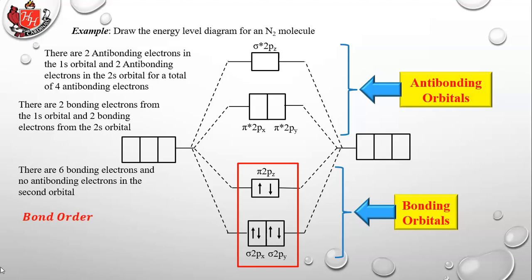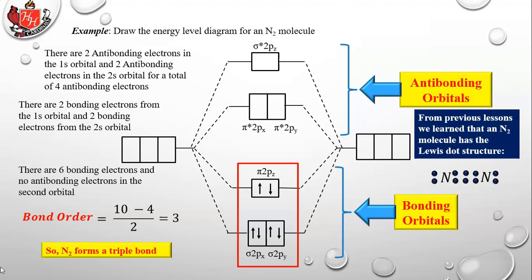So the bonding count is going to be 10: 2 from the 1s, 2 from the 2s, and 6 from the 2p here. That's a total of 10. The antibonding, as we've already said, is 4: 2 from the 1s, 2 from the 2s. So 10 minus 4 is 6. 6 divided by 2 is 3. So N2 forms a triple bond.